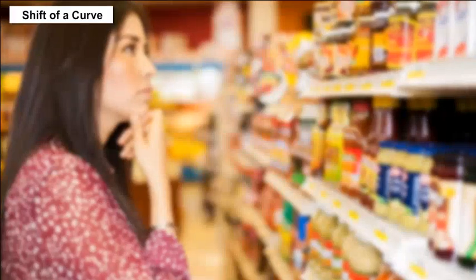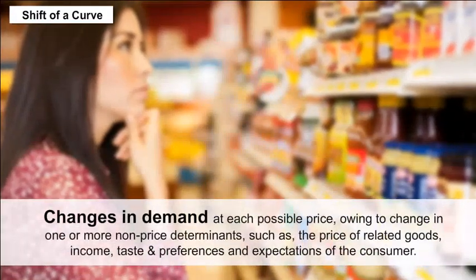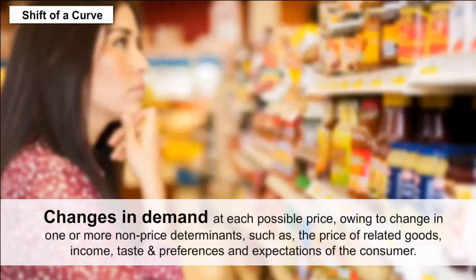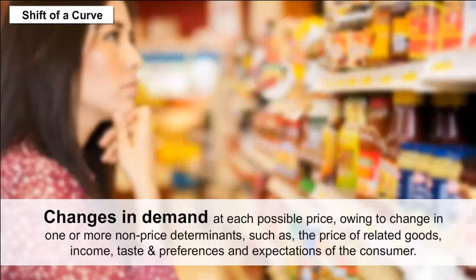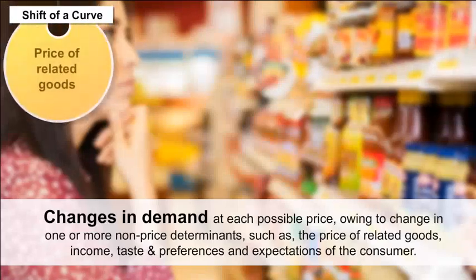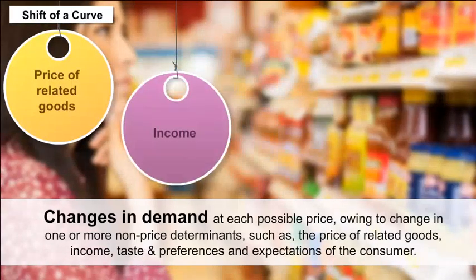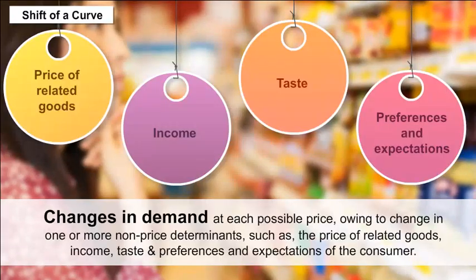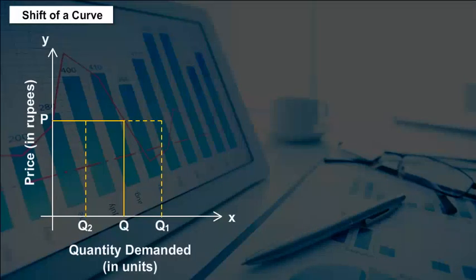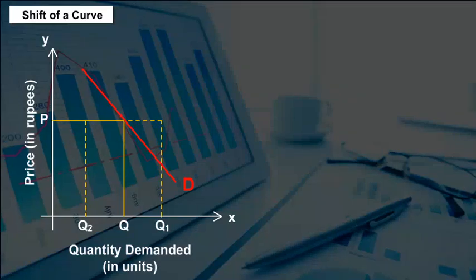A shift in the demand curve displays changes in demand at each possible price, owing to change in one or more non-price determinants, such as the price of related goods, income, taste and preferences, and expectations of the consumer. The demand curve shifts in any of the two sides. 1.